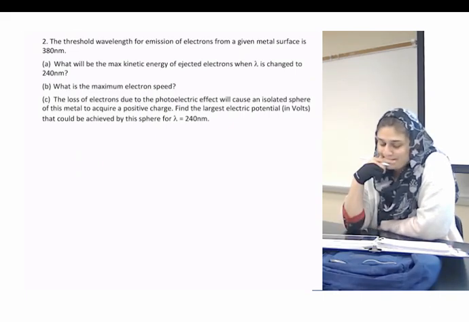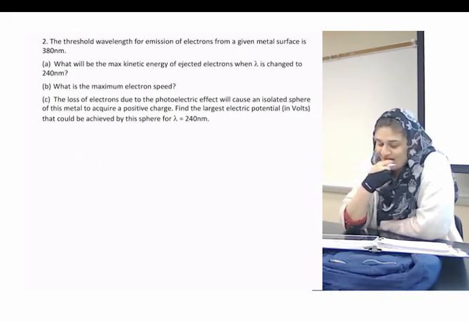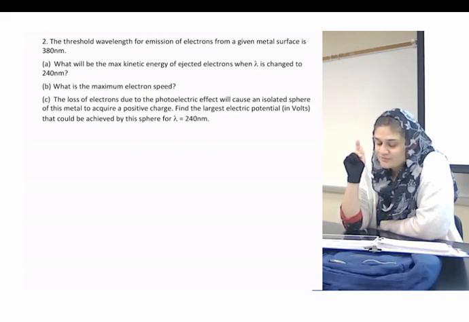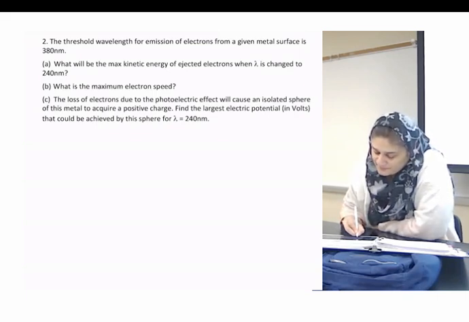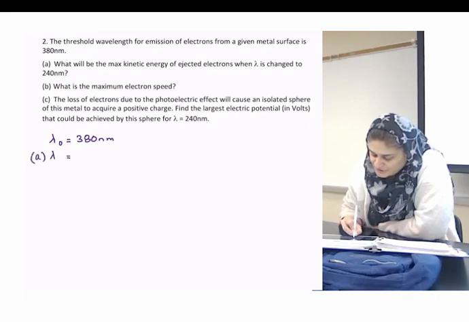Who's reading? The threshold wavelength for emission of electrons on a given metal surface is 380 nanometers. What will be the max kinetic energy of ejected electrons when lambda is changed to 240 nanometers? Okay, again, what equation are we going to use? The same one that was in stars? Yeah, but in this case, what are we given? We are given, let's say, lambda 0 as 380 nanometers. And they're asking us in part A, what if lambda was changed to 240 nanometers?